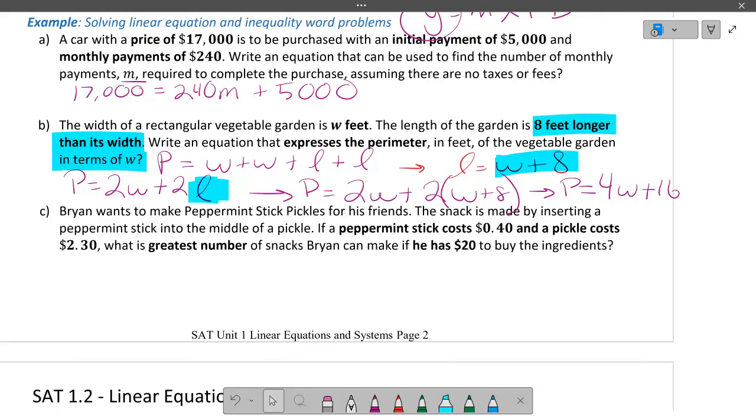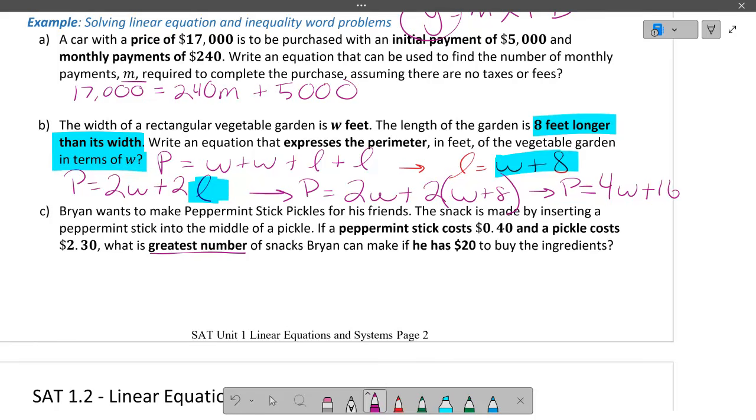Okay. Peppermint sticks cost 40 cents and pickles cost $2.30. What is the greatest number of snacks Brian can make if he has $20 to buy ingredients? There's something about this setup that is fundamentally different than the first two. And it's a short little phrase in there. Can anyone pick it out? We used linear equations on the last one. This one's going to be fundamentally different. Greatest number. So that means we're going to be using a what? Inequality.